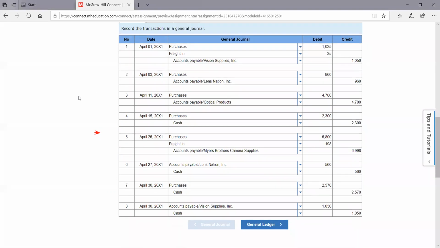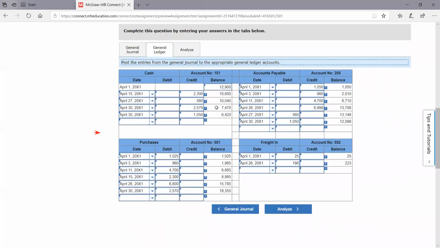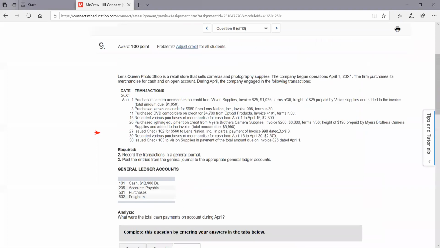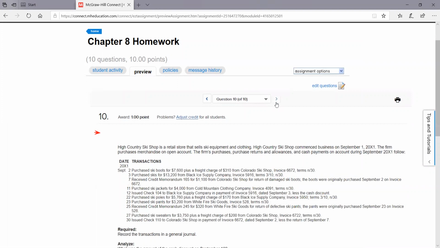So I'm just going to page down slowly. You can see all the entries we've already gone through. So again, just make sure once you recorded these that you post these. Here's your ledger. They want accounts payable, purchases and freight in posted, and then they want you to analyze. All righty. So that was 9. That one will probably take you a little bit longer than the others. There's a lot more to do.